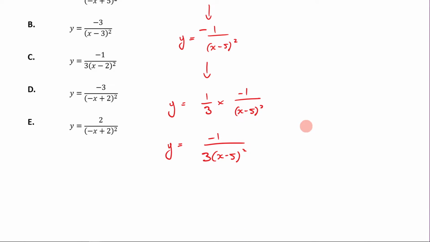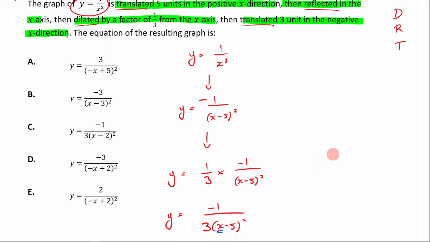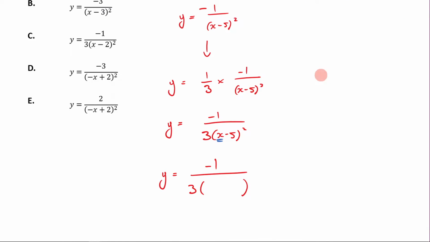All right, if I'm translating in the negative x direction, what does that mean? That means, and this is the important part, people mess this up. It means I'm replacing the x here with 3 units in the negative x direction. So that means I'm replacing the x with x plus 3.